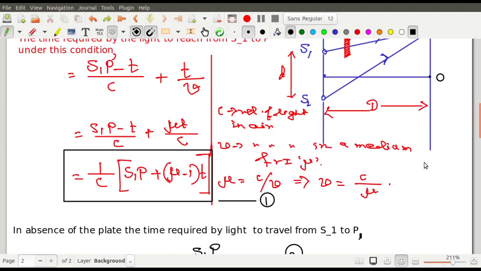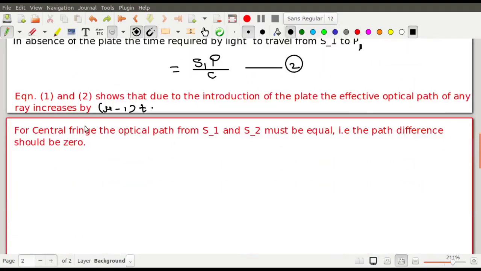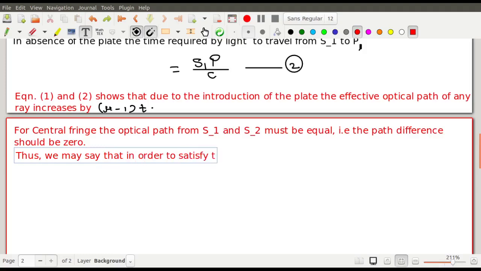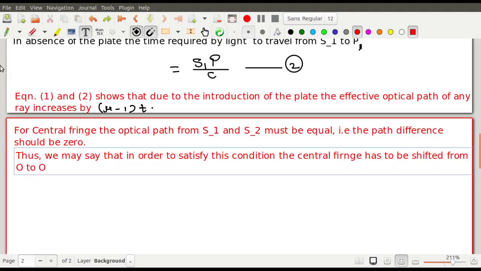So that is how we may say that in order to satisfy this condition, the central fringe has to be shifted from capital O to capital O dash.